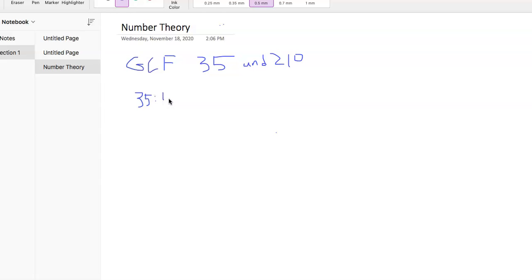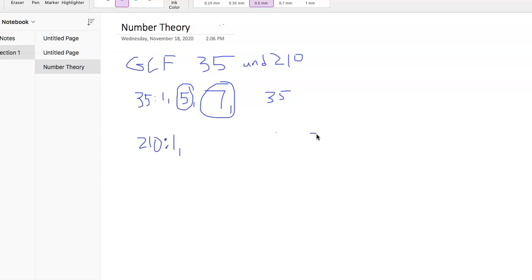We always start off with 1 and whatever the number is. So 1 times 35 is 35, right? And as you go further, there's only 2 left: 5, 7. 210 is going to have a few more, right? 35 is not prime because 5 times 7 is 35. 1 is never prime, right? So our prime numbers here are 5 and 7, and that's it. Okay, so let's look at 210. Same, start with 1 and 210.